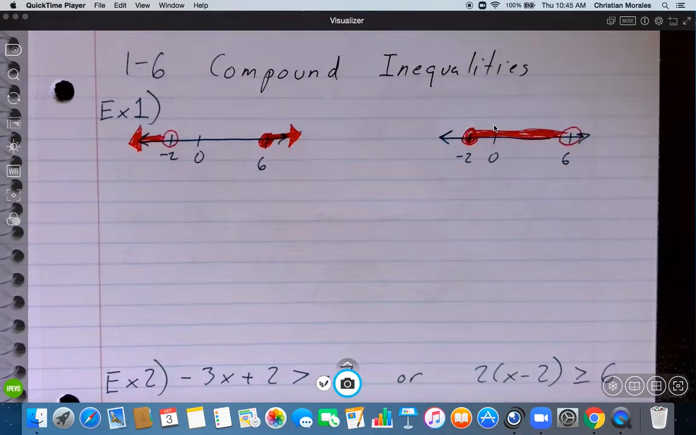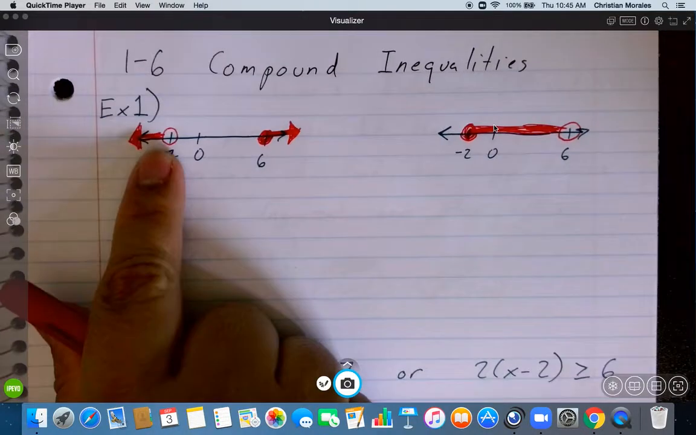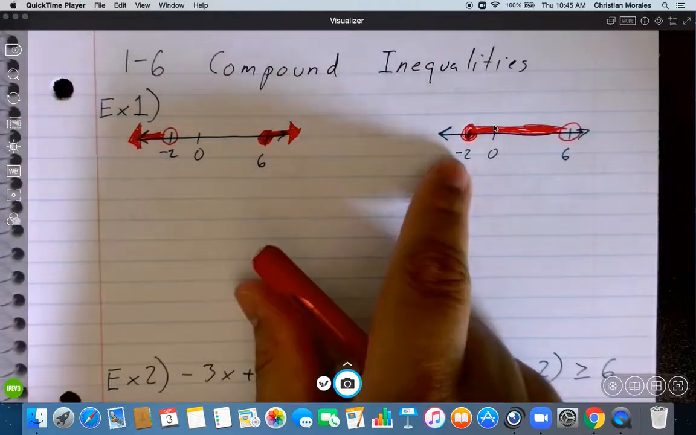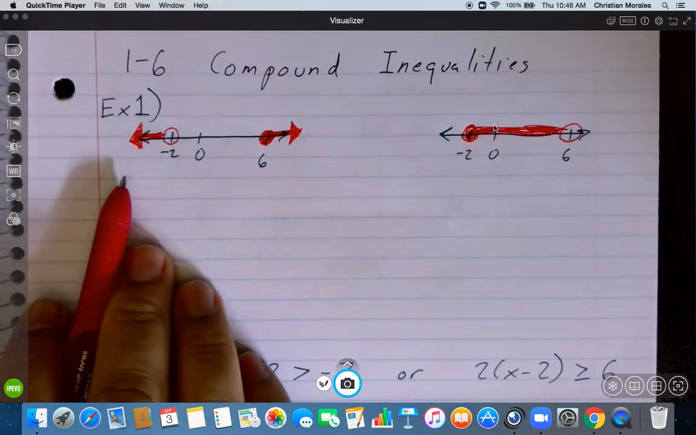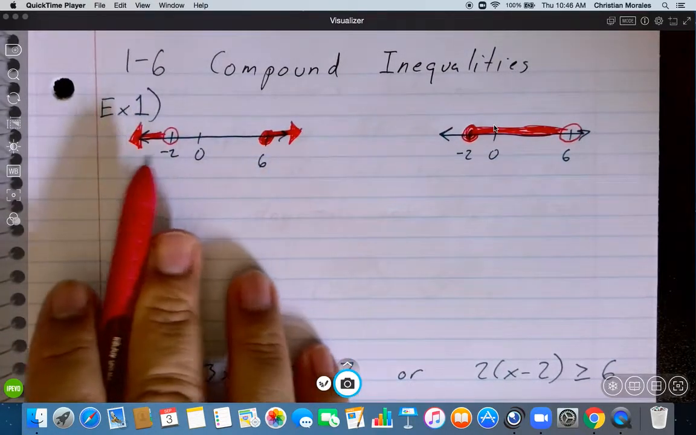Compound inequalities just means that you have more than one. You have two. So for example, here there's two answers, and those two circles represent two different answers. That means there were two different inequalities that I solved. So here, they want us to represent what was the answer for both of these.